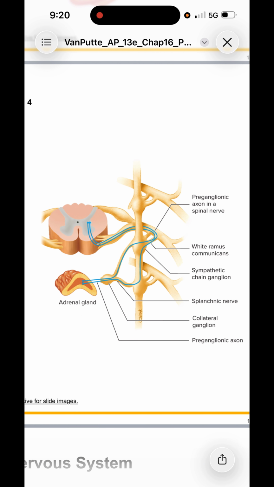Preganglionic axon and a spinal nerve. White ramus communicans, sympathetic chain ganglion, splanchnic nerve, collateral ganglion, preganglionic axon, adrenal gland.